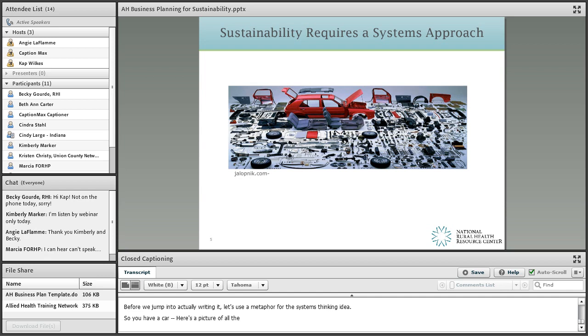Sustainability sounds easy when you say, well, it's just going to be us continuing on whatever we do, and you know, how easy is it to implement or deploy a business plan? But we all know it's not easy, because if it was easy, we'd be doing it, we'd be sustained, and it would not be a problem.